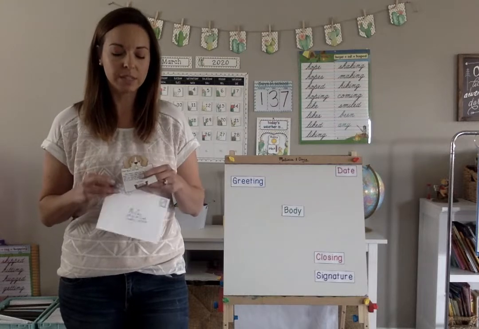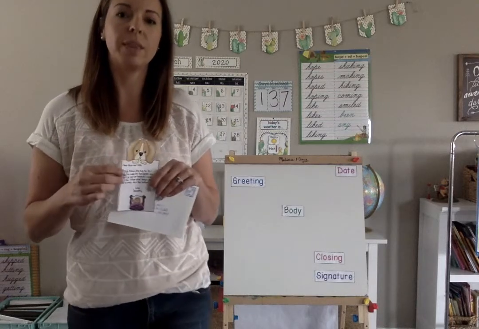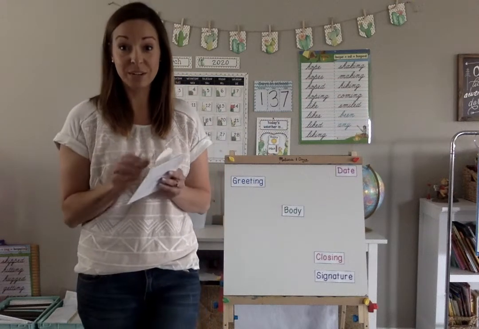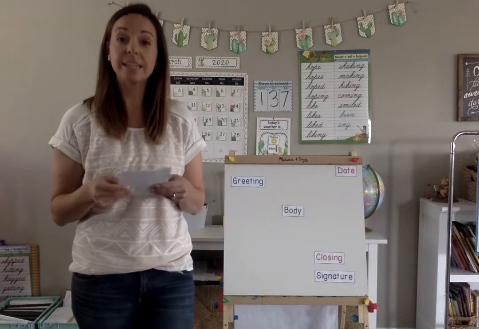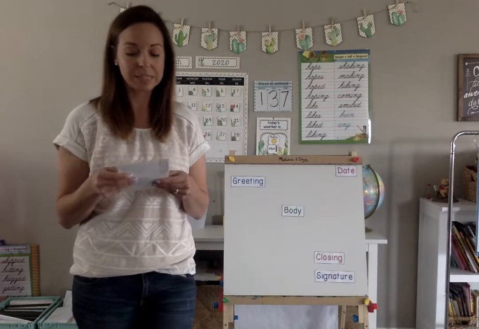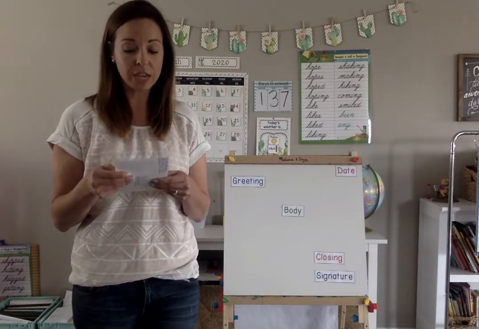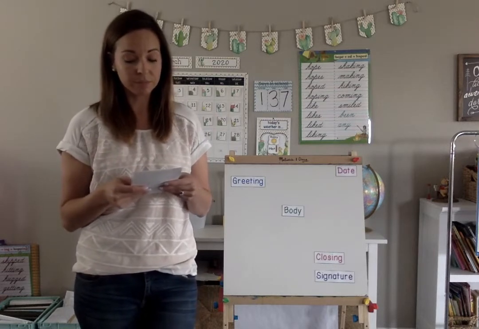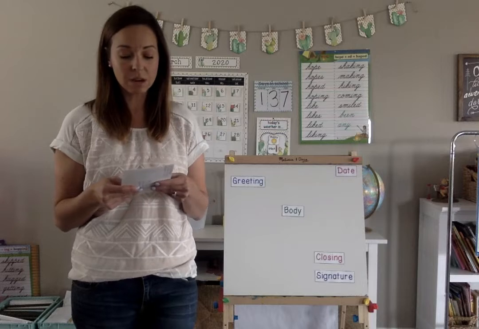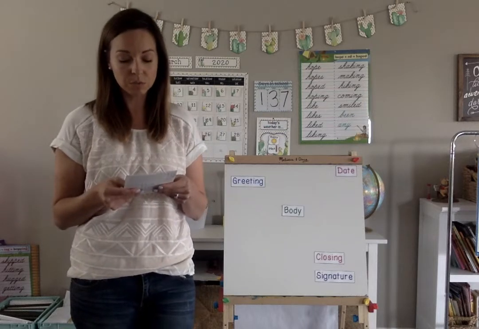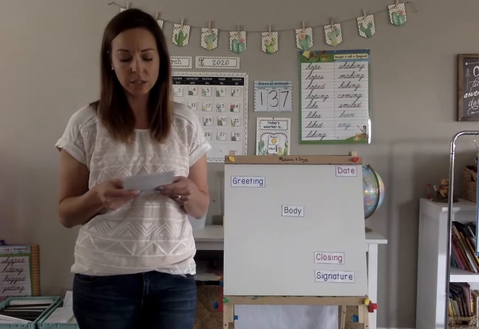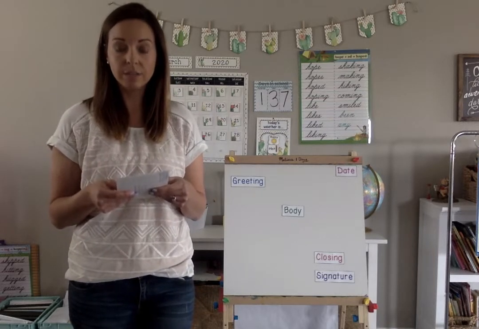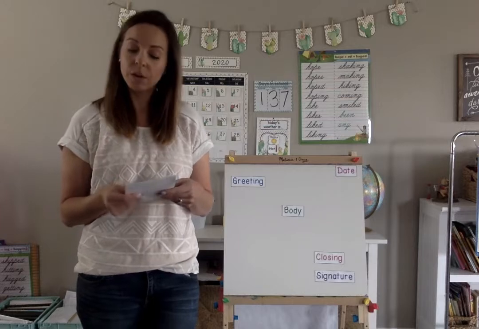And I'll show you what Scruffy looks like. There's a little picture of him at the top of my letter. Isn't he cute? All right, let me read my letter to you from Scruffy. It says, Dear Miss Caro, my friend Jane has the flu. I want to make her feel better, but I can't go see her because I could get sick too. What other things could I do to make Jane feel better? Love, Scruffy.